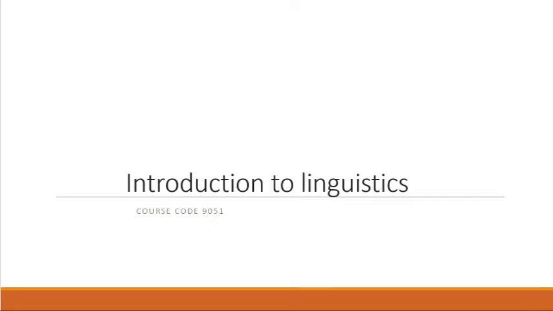This is course code 9051, and the title of the course is Introduction to Linguistics. So, you are students of AIOU, and this is obviously the first course that is included in your syllabus that is related to language. Okay, so when we study English, there are two major aspects of English as a subject.